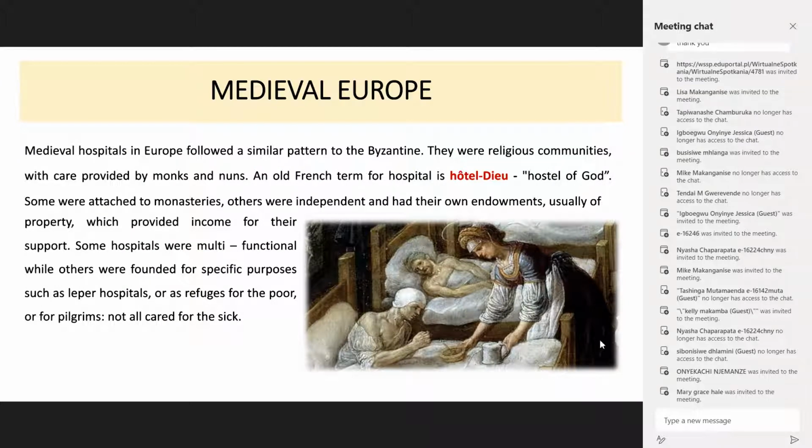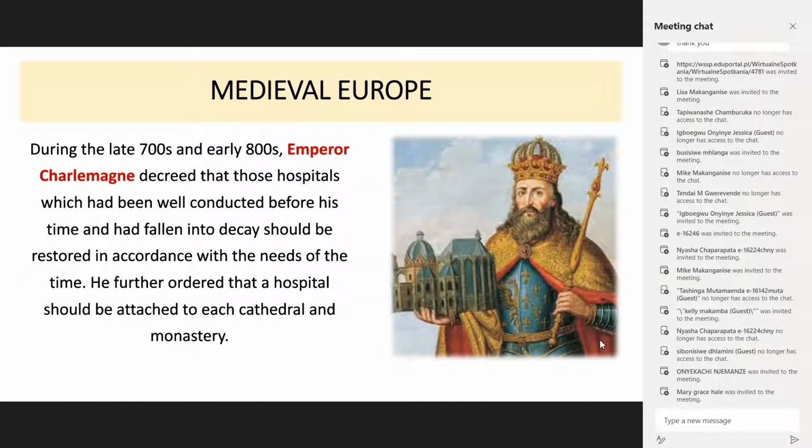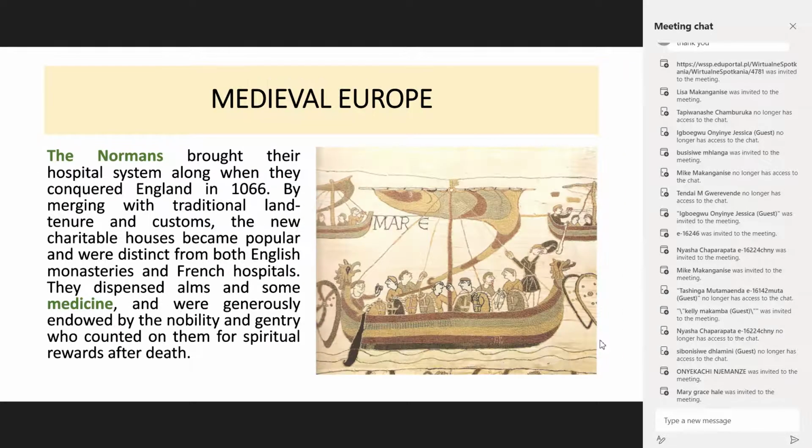And here we have medieval Europe. About medieval Europe, we have a few questions on this test. Please check if you have answers here.